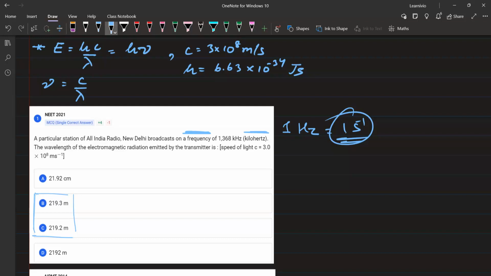So let us see how to do this question. Although it is quite easy, nothing special in it. What do we have? We have the frequency, and we have to tell the wavelength. So C upon lambda, so lambda will be equal to C upon the frequency. C is equal to 3 into 10 to the power 8 meter per second. And frequency is equal to how much? 1368 into 1000.